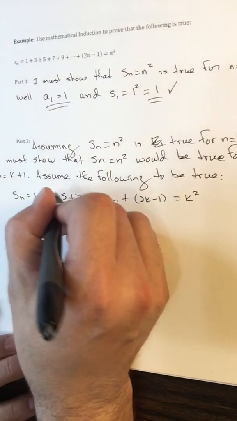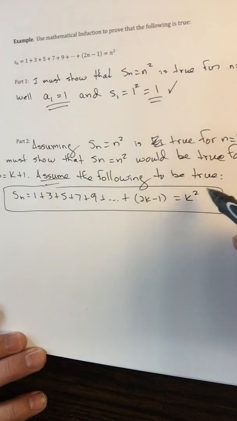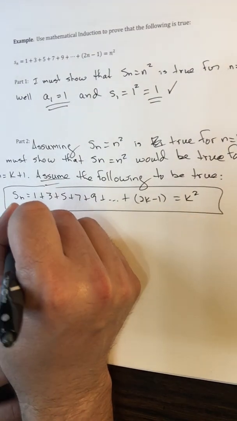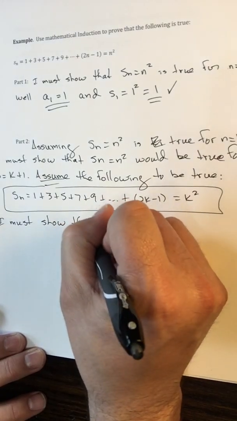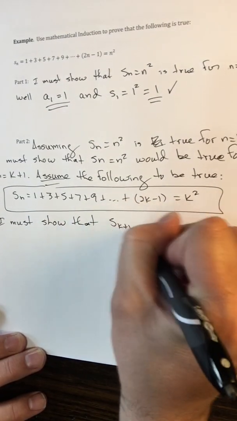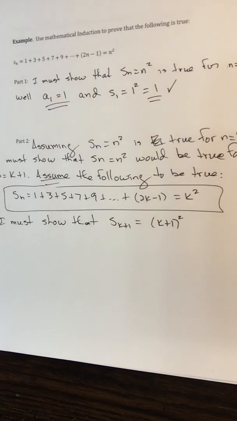Now, on the assumption that this is true, that's my assumption. I'm assuming that's true, and I'm going to use that. I must show that s sub k plus 1 is actually equal to k plus 1 squared. That's what I've got to show.